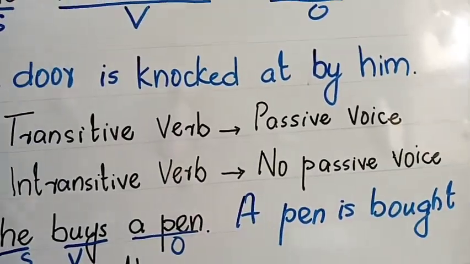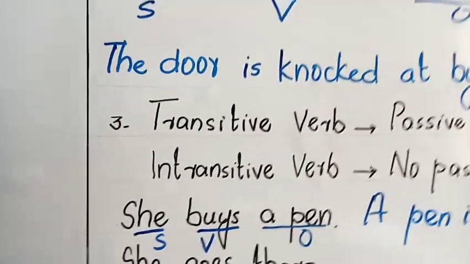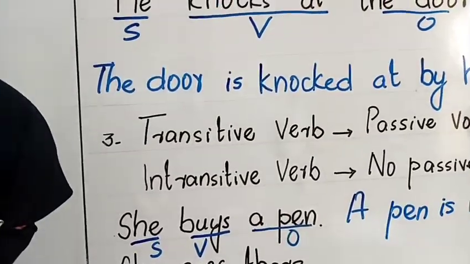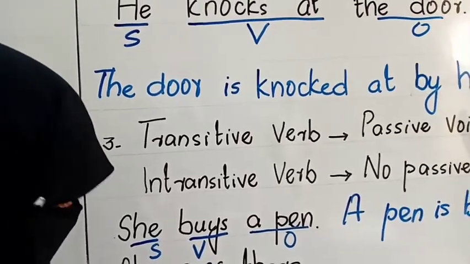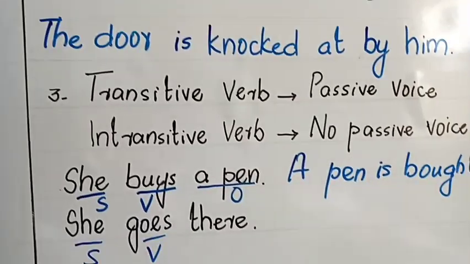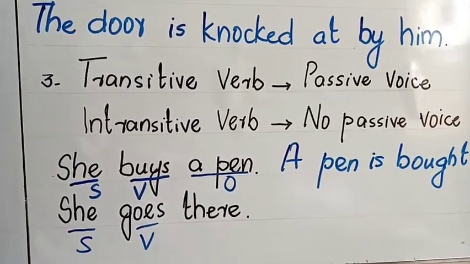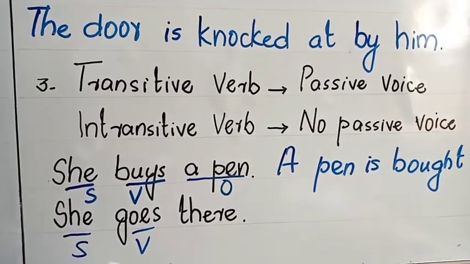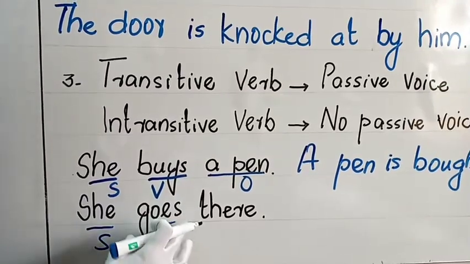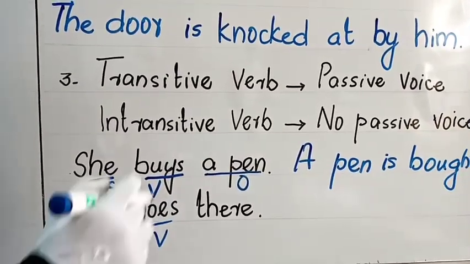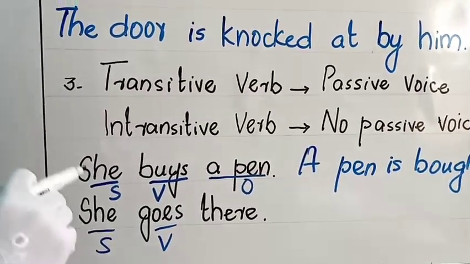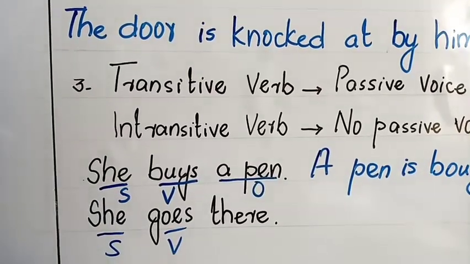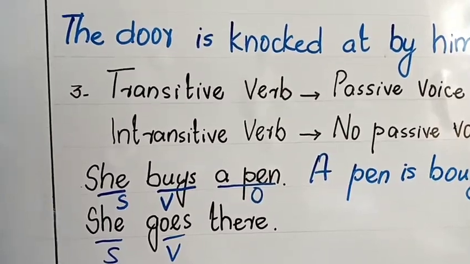Look at this sentence. She goes there. So she is the subject. Goes is the verb. And there is no object. This sentence has no object. So this verb go is an intransitive verb, and that cannot be changed. This sentence cannot be changed into passive voice.